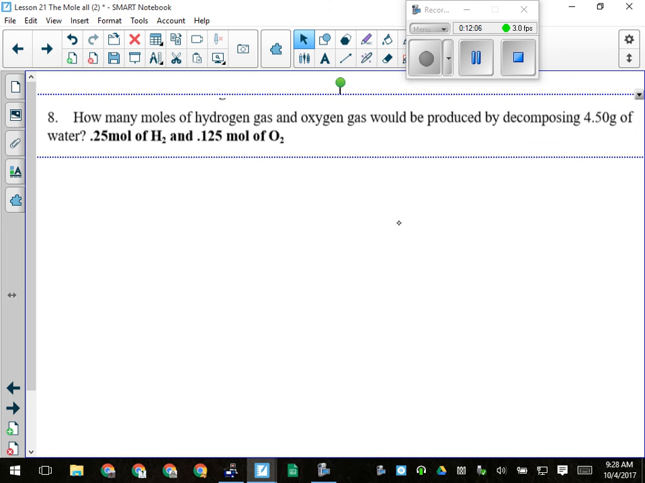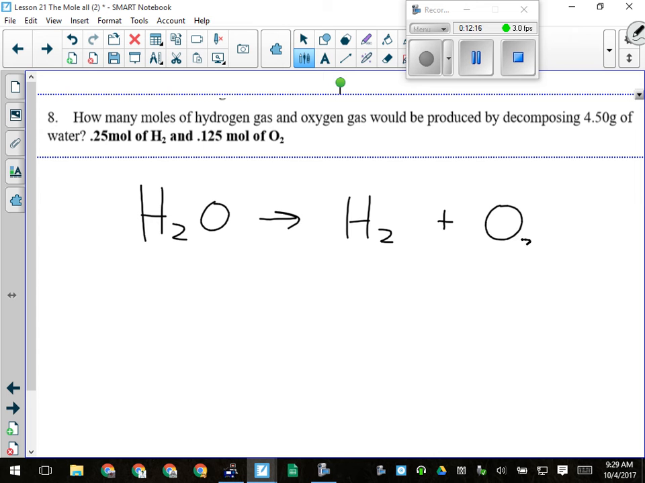Okay, so here's what we got. We got a reaction that goes like this. H2O is going to break down into H2 and O2. Everybody all right with that? Now, when we balance this reaction, we have to have a 2 here and a 2 there to make it work.